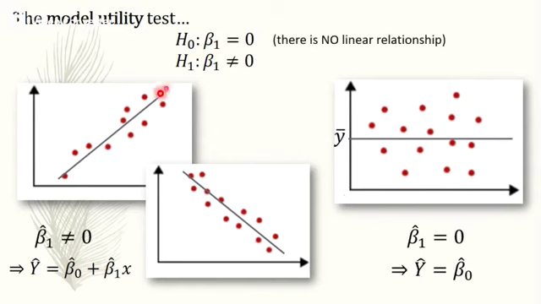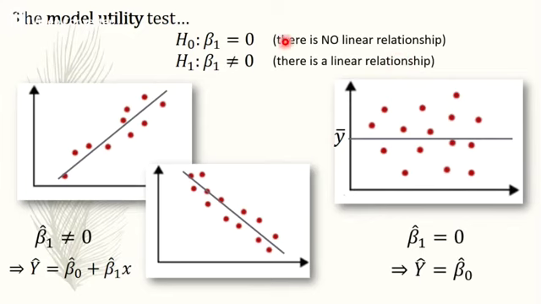So another way of interpreting this null hypothesis is that there is no linear relationship. So you see in this case, you can see that there is a straight line that's sloping up and down. So in other words, there is a linear relationship. In this case, there is no linear relationship. So you can look at H0 and H1 and interpret it in this way.